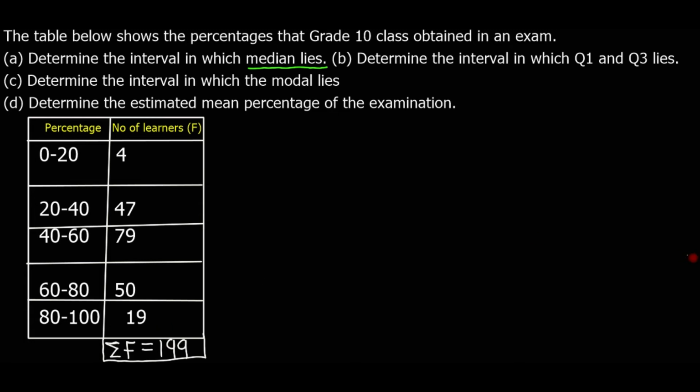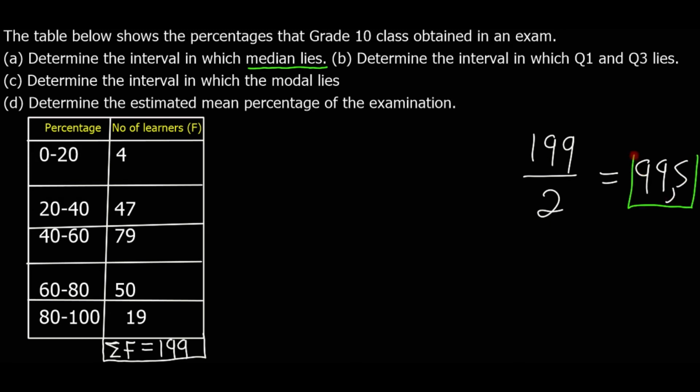So we know that from here we take this frequency and divide by 2. In some other textbooks they use n plus 1 divided by 2, but anyway we will get the same answer, and all of them are correct. So 199 divided by 2 is 99.5.